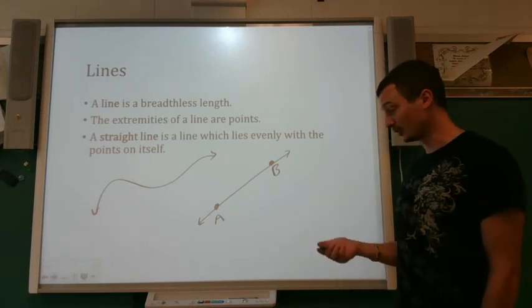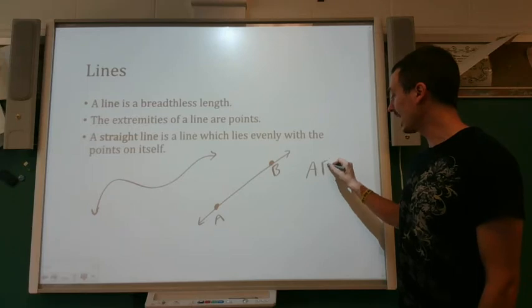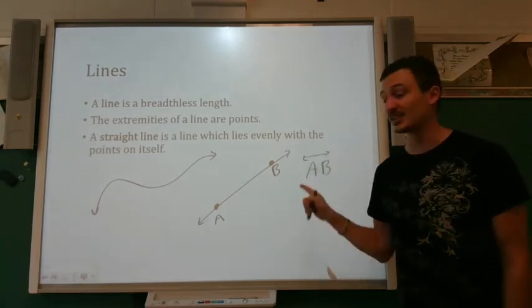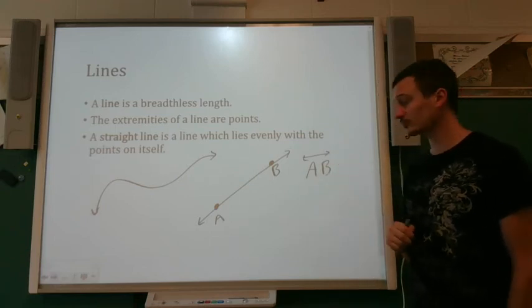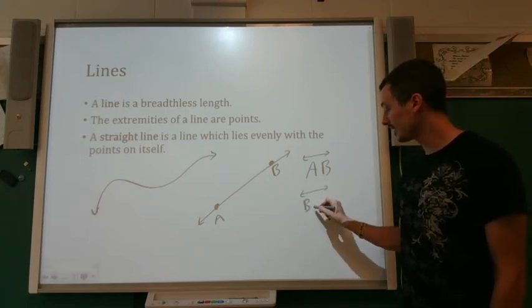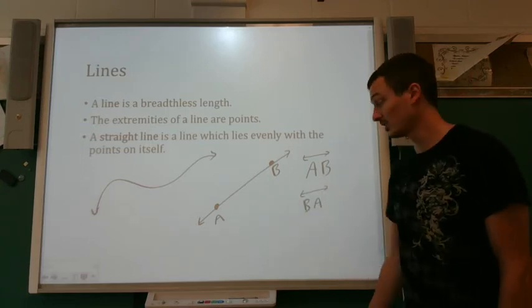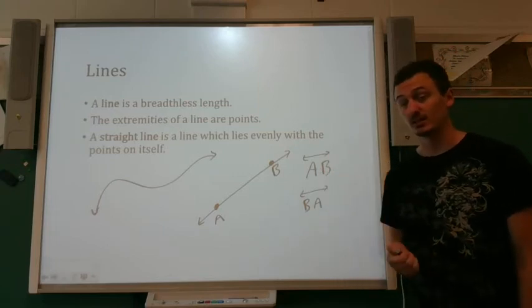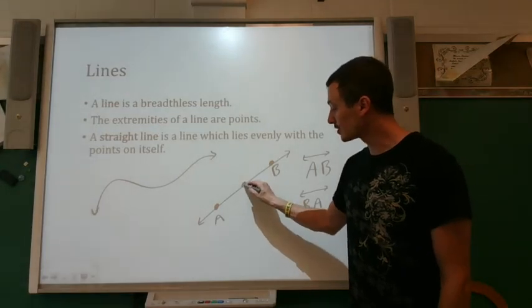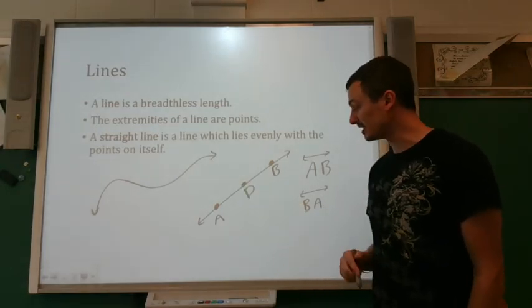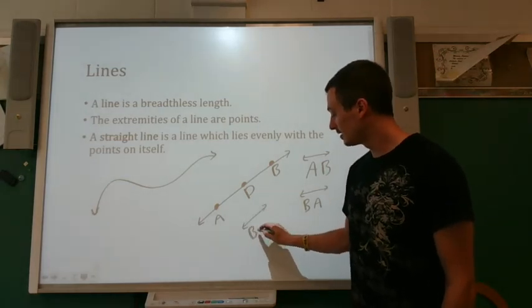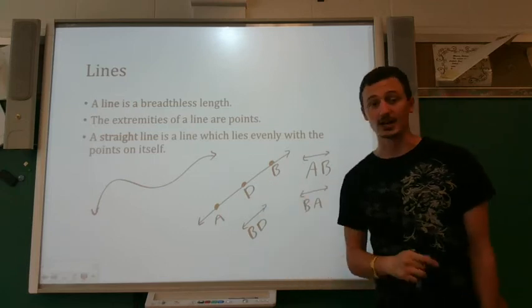If I wanted to write it down, I would have A and B right next to each other with a line on top of them. This means line AB. Line AB is the exact same as line BA. It doesn't matter what order you put the points in, those both mean the same line. I could even, if there was a third point on this line, maybe D, line BD is also this line.